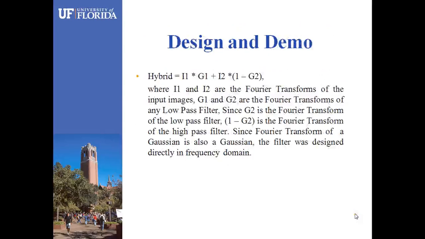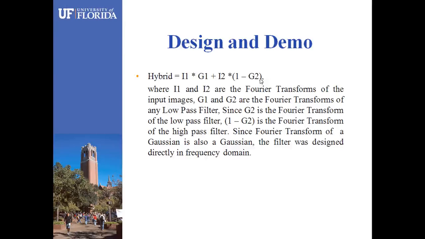Okay, let's talk about the detailed design technique, and I will demo my project. My implementation is based on this formula. Hybrid is equal to I1 times J1 plus I2 times 1 minus J2, where I1 and I2 are the Fourier transforms of the input images. J1 and J2 are the Fourier transforms of any low-pass filter.